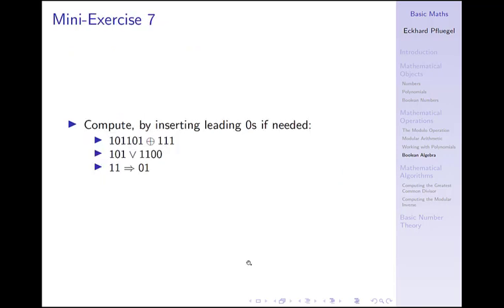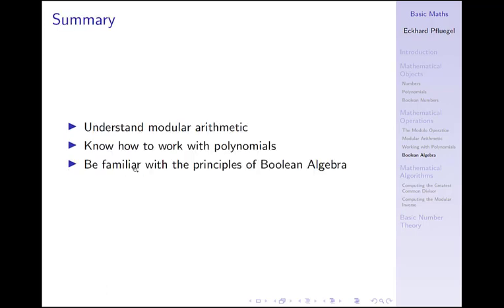And hence the mini exercise, can you try to compute the exclusive OR operator for those two inputs? And if the inputs do not have the same number of binary digits, you need to add leading zeros to the left of this number here. Can you also compute an example with the OR operator and an implication?